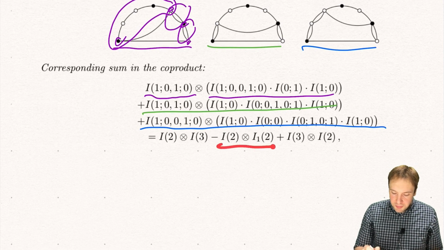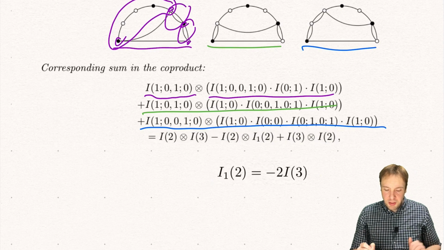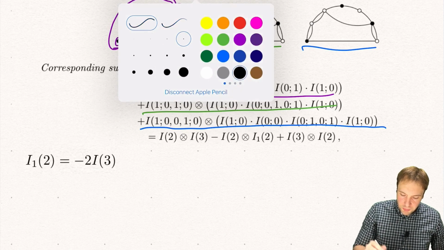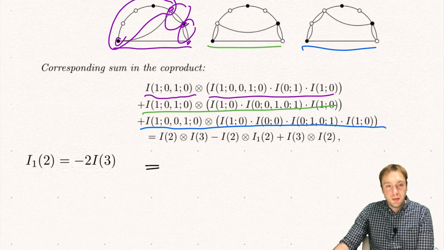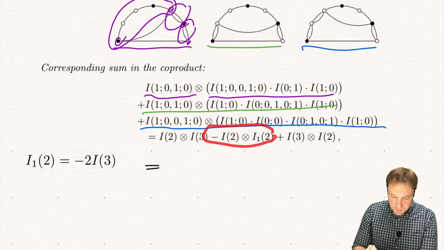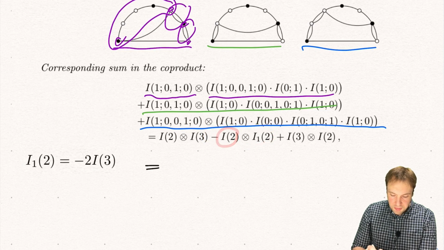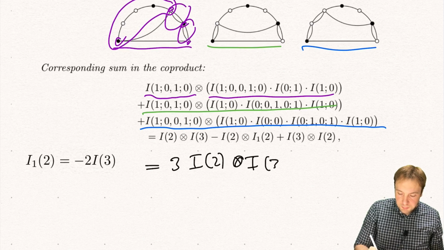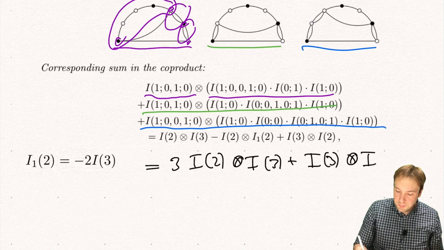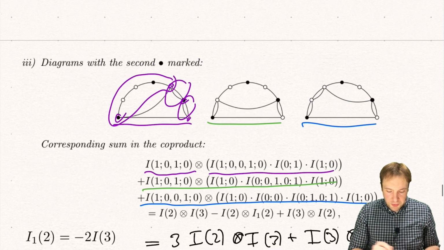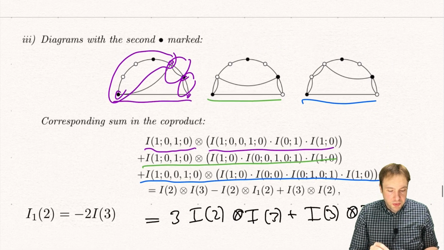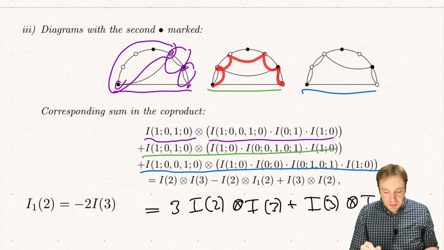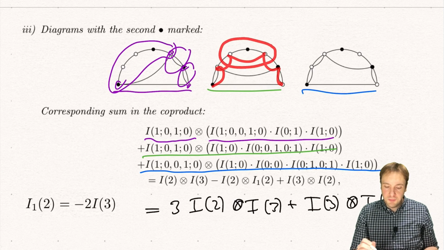Okay, and now here we can use the formula we had before. So we have now an I here with a 1. So this is minus 2 times this. So in total, we get that this is plus 2 times I2 tensor I3. So we get that this is 3 times I2 tensor I3 plus I3 tensor I2. And also you can check that these are really the only elements which give non-zero contribution when we choose the second one. So for example, if you take this, then this would be zero, because here this term would give a zero on the right-hand side.